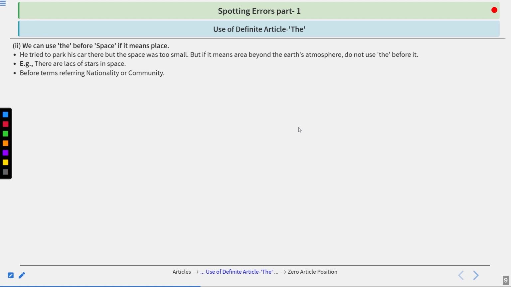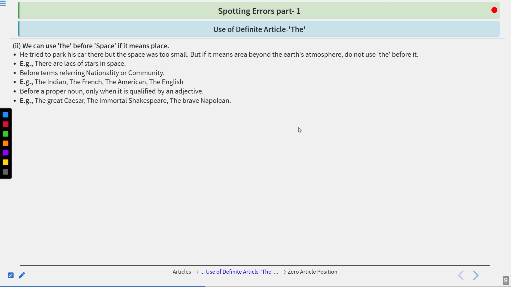Before terms referring to nationality or community. Example: the Indian, the French, the American, the English. Before a proper noun, only when it is qualified by an adjective: the great Caesar, the immortal Shakespeare, the brave Napoleon.